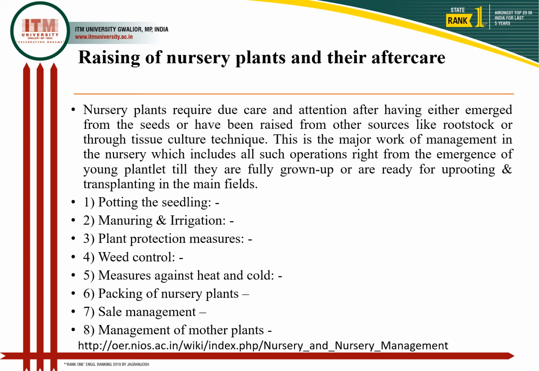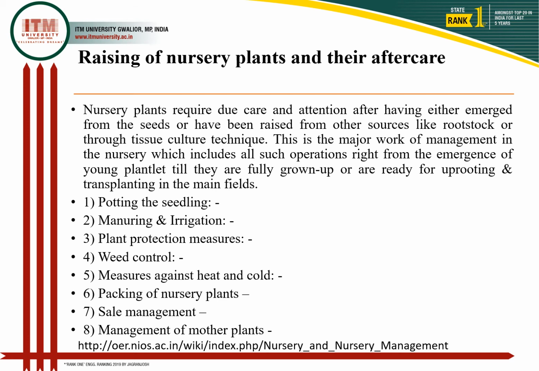One is potting and seedlings. We know that we have to grow seedlings and go for the potting. We have to go for the manuring, proper fertilization and irrigation. We have to go for plant protection measures, a proper and protective approach to keep the plants under proper protection. Weed control is another aspect where you are going to remove the weeds, and you are going to provide a clean condition or atmosphere to the plants.